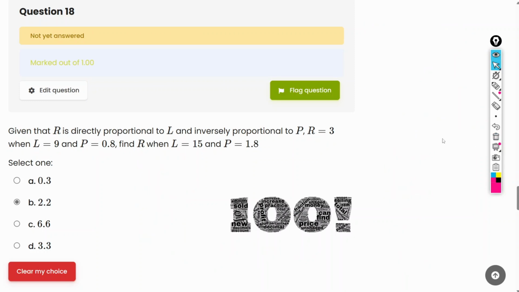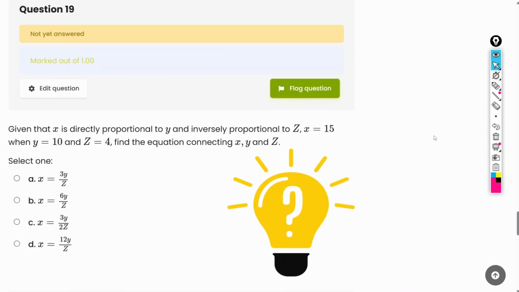Let's take on 19. Question 19 says, given that x is directly proportional to y and inversely proportional to z. So x is proportional to y, and we also have that x is inversely proportional to z. From this, we can set up a joint variation. So x is jointly related to y over z, and we can introduce the constant to say x is equal to ky over z.